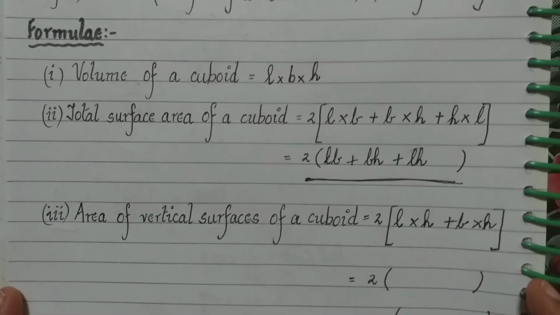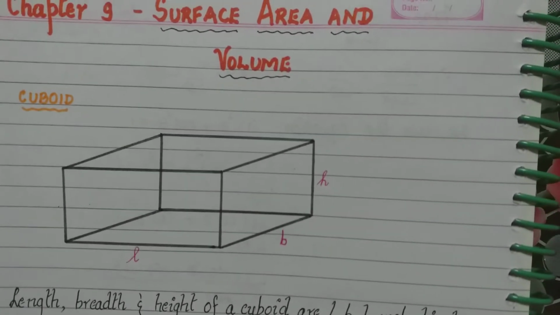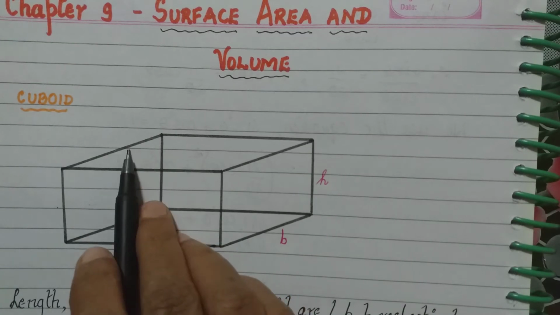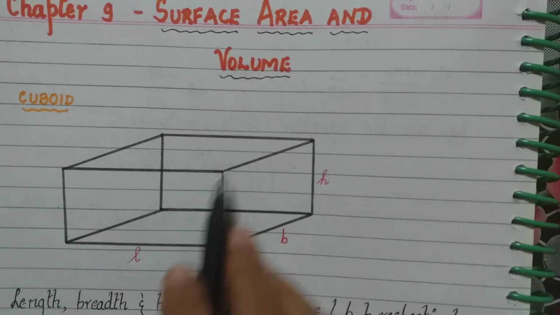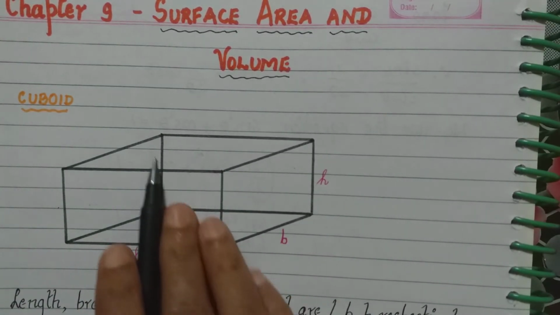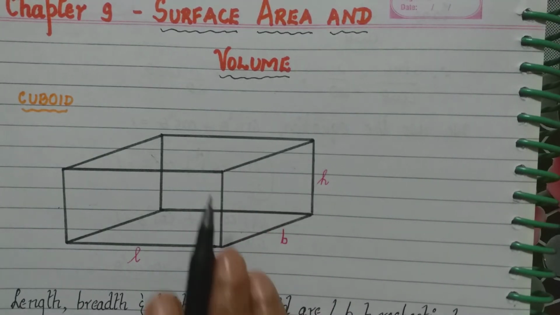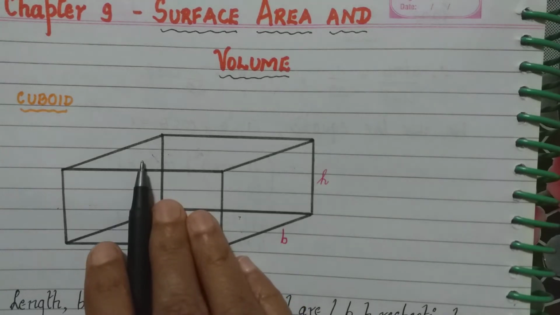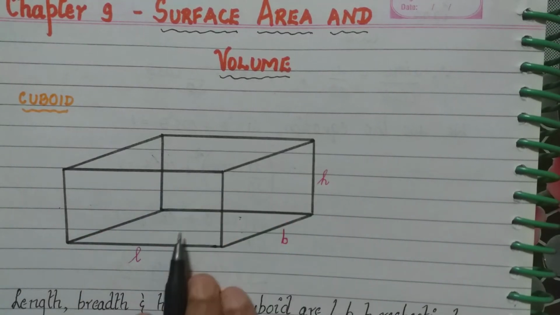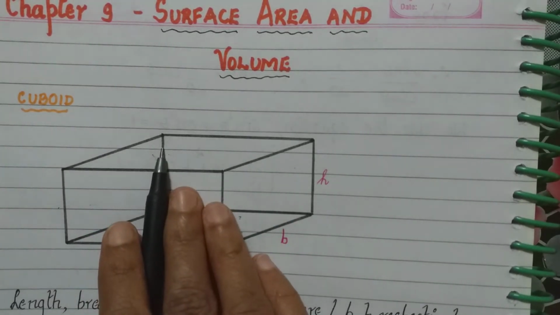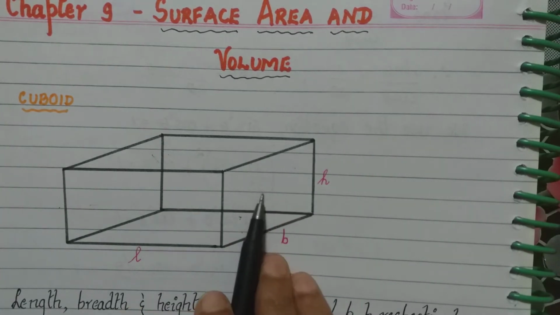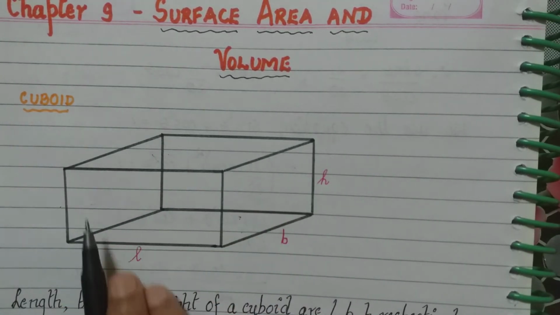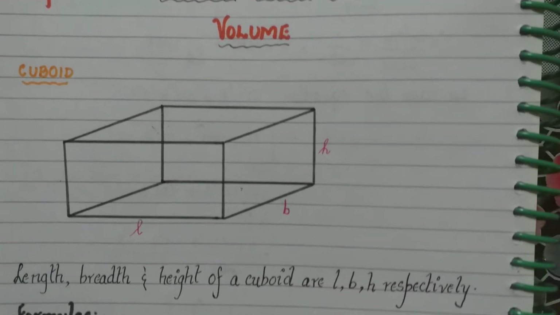Now why are we having only 2 terms? We'll look at the figure. Which one is avoided? This surface on top and this surface below. Why are we avoiding these surfaces? Because these are not vertical surfaces. What are we finding now? Vertical surface area of a cuboid, and these two are not vertical surfaces. So we take only these 4 surfaces and find their area.